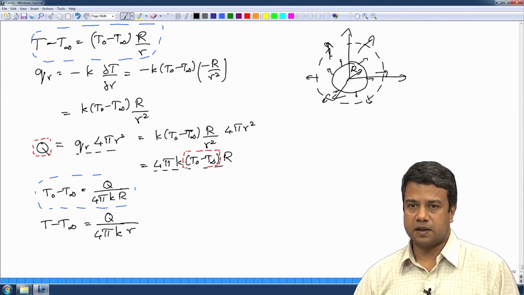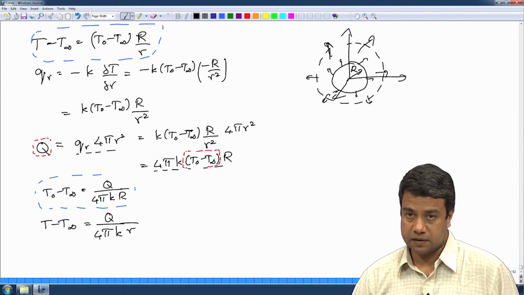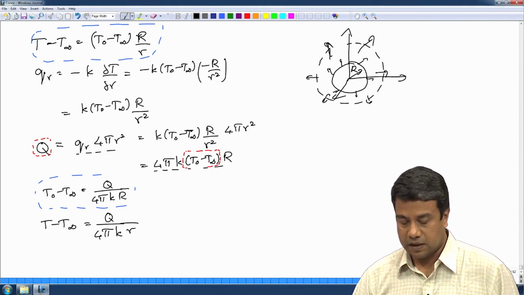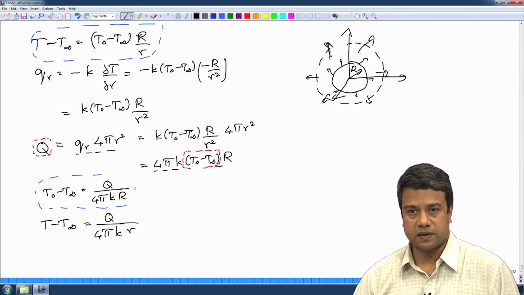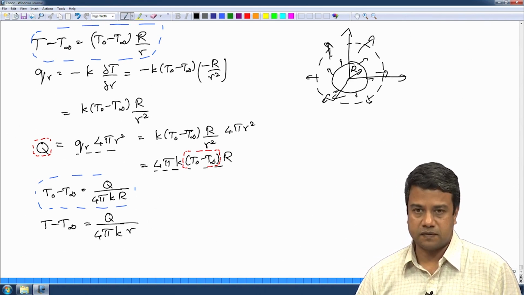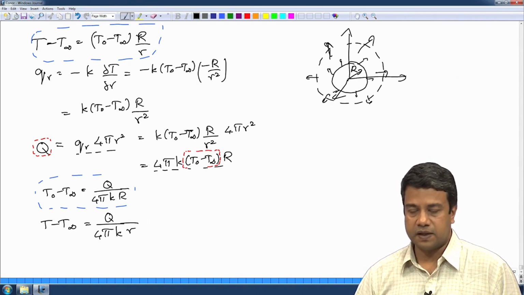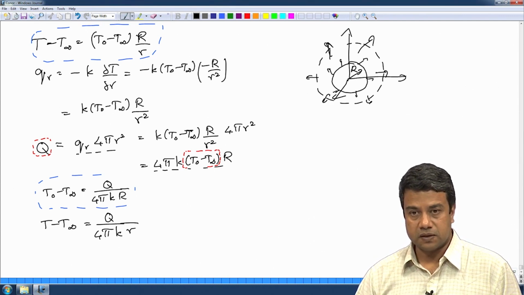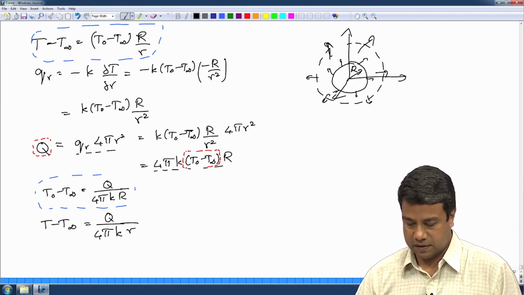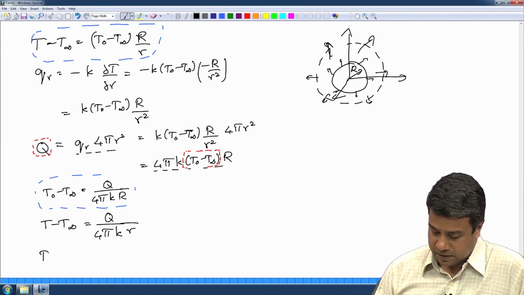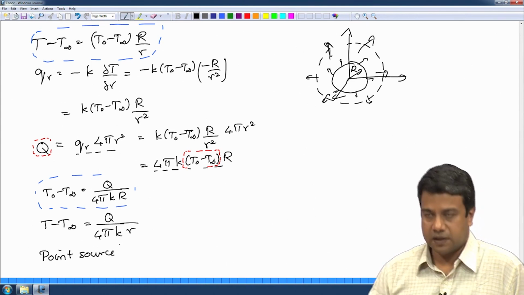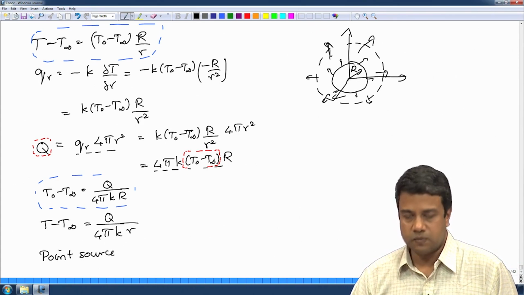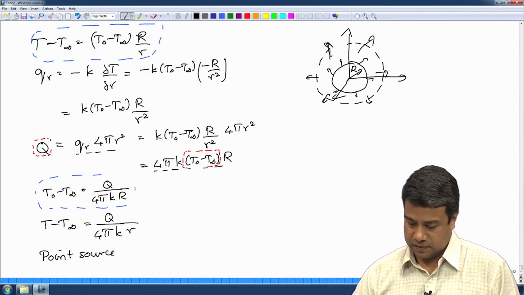Expressed in this manner, the temperature field does not depend upon the radius of the sphere. It depends only upon the total heat that is coming out from the sphere. Even if the radius goes to 0, so long as you know what is the total amount of heat coming out, you know what is the temperature field. This is what is called the temperature field due to a point source in a spherical coordinate system. We will see more of that as we go through this course.